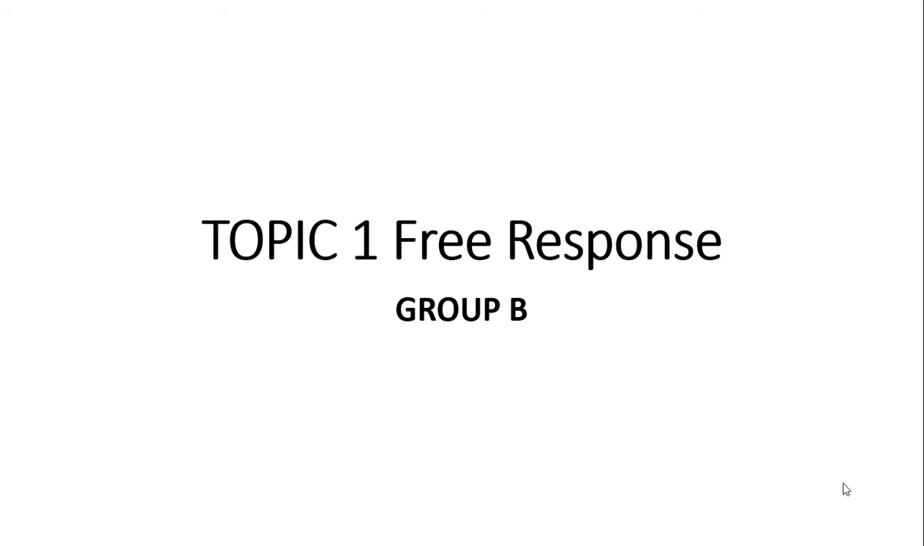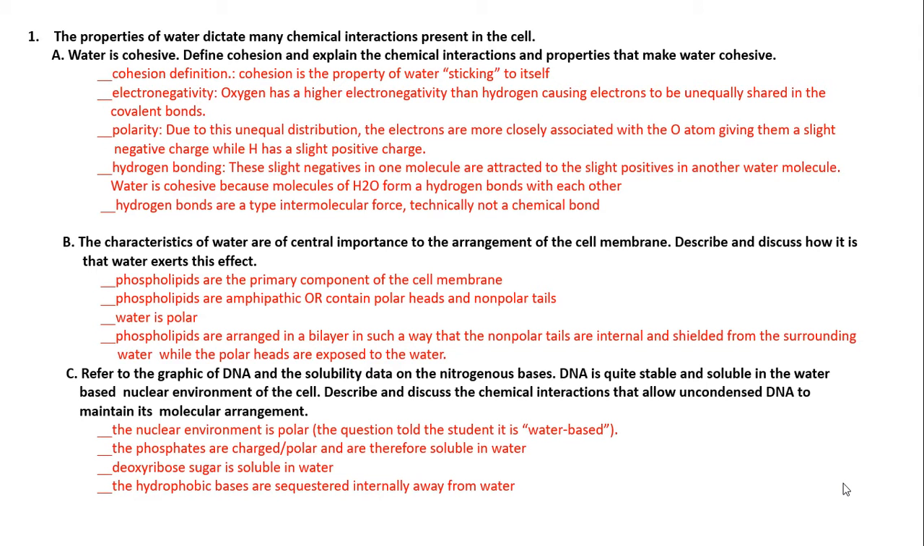Hey, AP Bio. Okay, so we're going to take a look at the second group of free response questions for topic one, the group B ones. The first question focused on the properties of water. Basically, what the AP people wanted you to do is talk about the cohesive properties of water, how that affects cell membranes, and then there was that graphic on DNA that we wanted to do some analysis on.